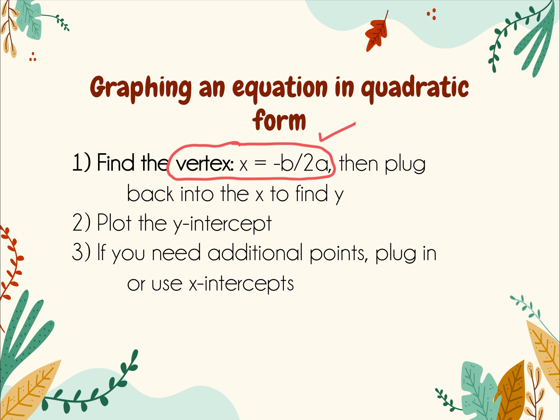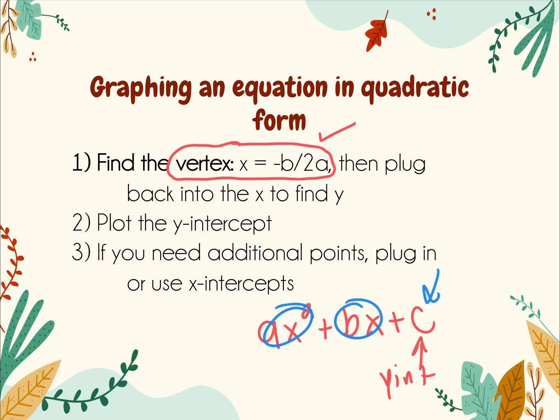So what we're going to do is take this little formula, which to find the x part of your vertex, you take negative b divided by 2a, and then we plug that back in to the x to find the y value. I'll show you that in a second. We'll then plot the y-intercept. And then if we need additional points, we will use our x-intercepts. One thing I would like to say too, guys, is in our quadratic form, ax squared plus bx plus c, your c, your constant, is going to be the y-intercept. Because think about it, if you plug in 0 for x to find your y, there's 0, so your y-intercept is going to be that constant.